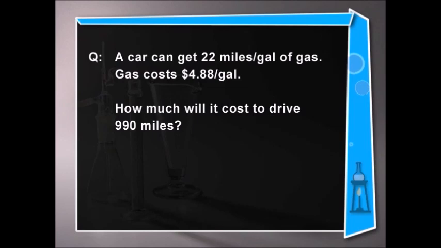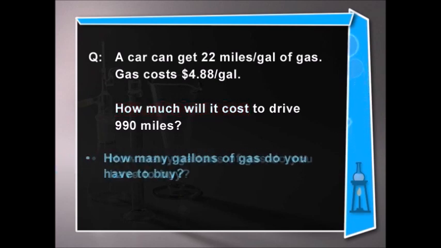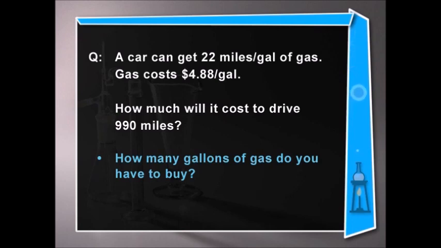But if you didn't, or if you did it but really didn't bother to analyze what you were doing, listen carefully. You're supposed to figure out how much it's going to cost to drive 990 miles. And you're told that gasoline costs $4.88 per gallon. But there's no way to put the quantities 990 miles and $4.88 per gallon together. I mean, they don't fit together. Their units have nothing in common. So before you can figure out how much it's going to cost, you're going to have to figure out how many gallons of gas you're going to have to buy.